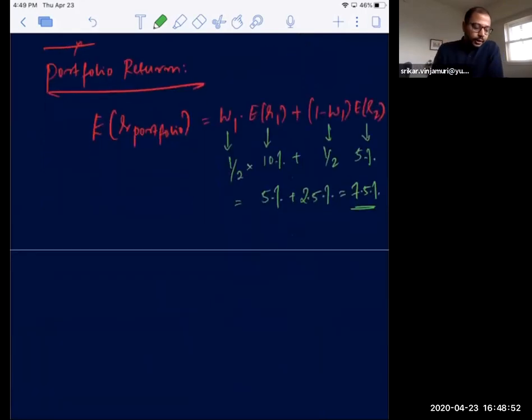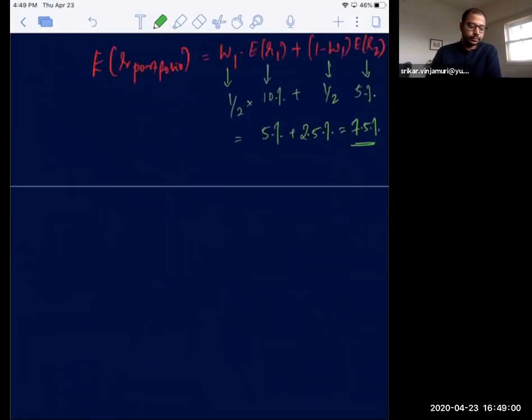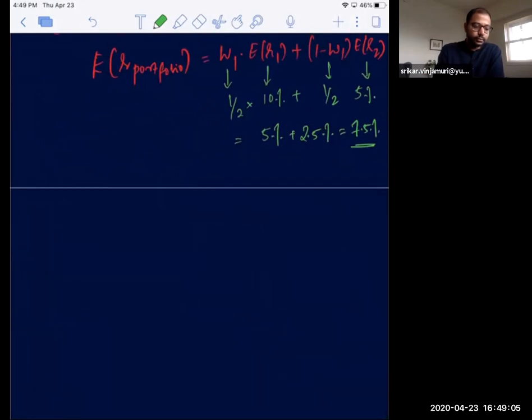So I have a couple of notes here on this expected return. Oh boy. Okay. Just give me a second. Disconnected, probably.